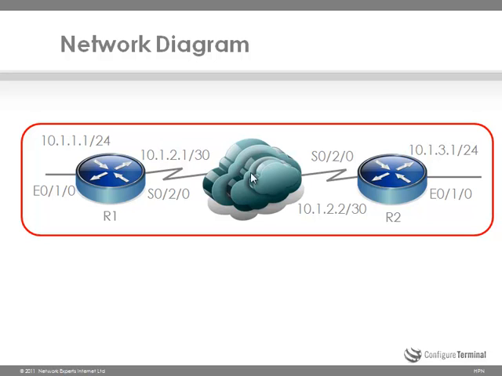In this simple topology, router 1 is configured with IP address 10.1.1.1 on its Ethernet 0.1.0 interface and 10.1.2.1 on its serial 0.2.0 interface. On router 2, we'll configure IP address 10.1.2.2 on its serial 0.2.0 interface and 10.1.3.1 on its Ethernet 0.1.0 interface. We'll then configure the two routers to use OSPF in Area 0. Once completed, we should have full connectivity.